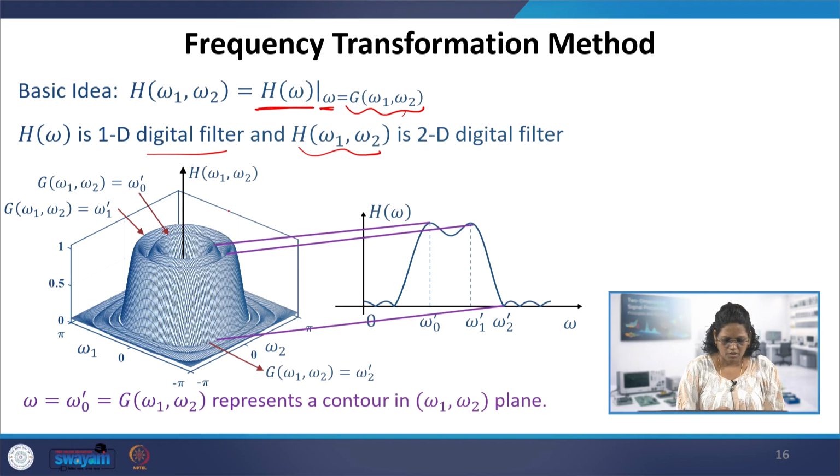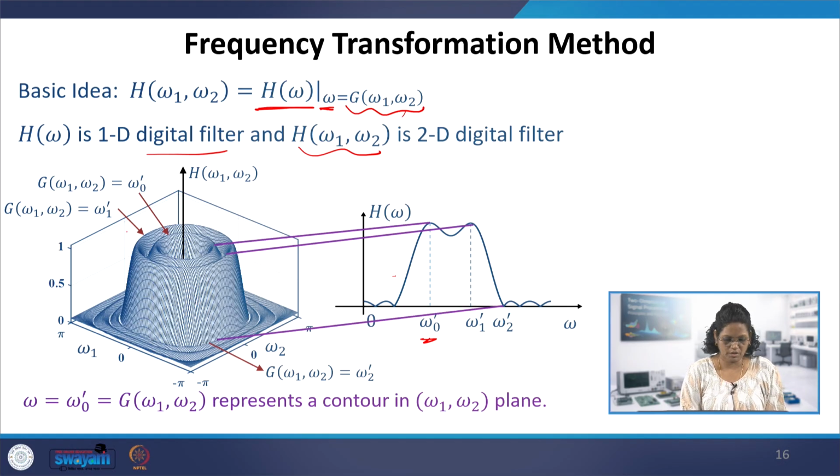So if we just look at H of omega in this diagram, this is the band pass filter, suppose. This band pass filter has the frequencies omega naught, omega 1, and omega 2. This is a transition band, and these are the pass band, and here is again the transition band. So how is this transformed to 2D?